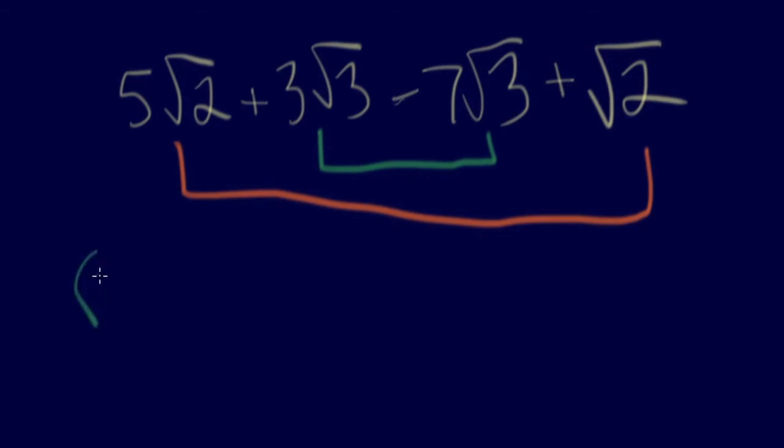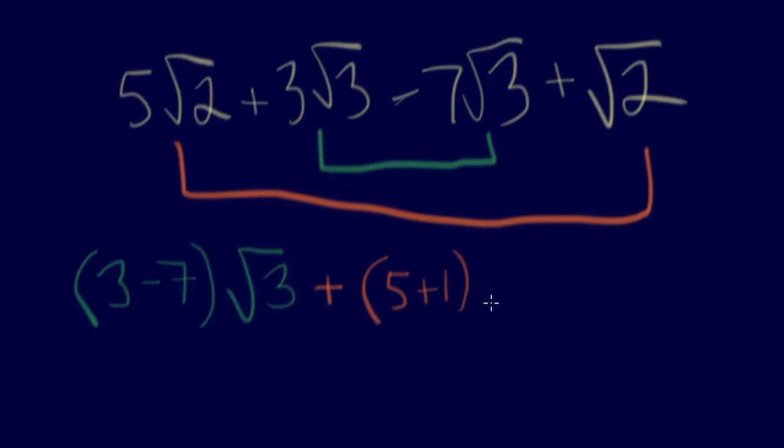You'd have 3 minus 7. So it is minus 7 root 3. And you would also have plus a 5 plus 1 root 2. So where's a common kid mistake? A common kid mistake is forgetting that there is a 1 right there. That's where that 1 came from.